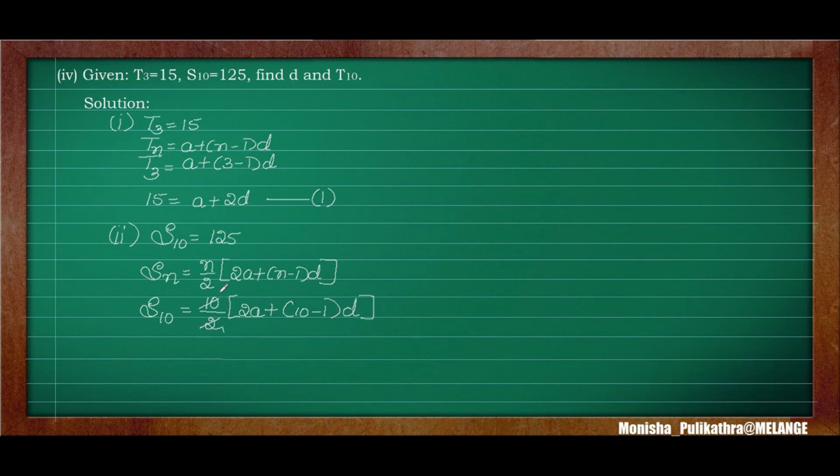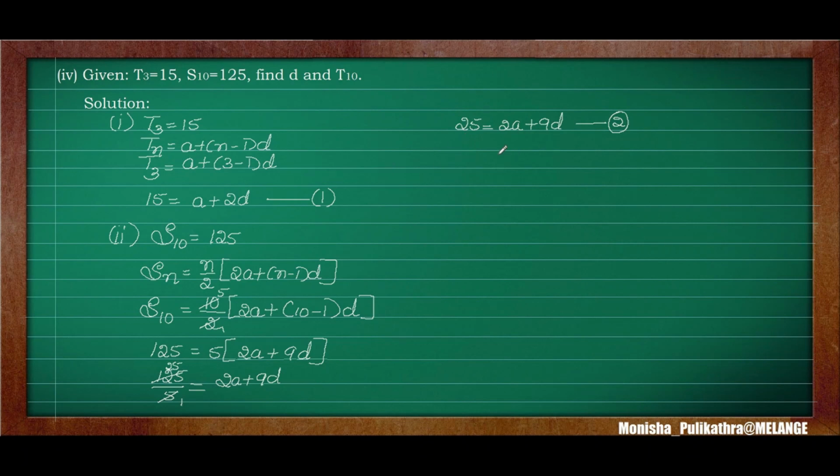Here 2 1s are 2, 5s are. Okay. The value of S10 is 125. So 125 is equal to 5 into 2a plus 10 minus 1 is 9d. So here in the next step, write 125 divided by 5. Since if it goes to left hand side, it will become divided by 5, is equal to 2a plus 9d. Here 5 2s are 10 and 5 5s are 25. Okay. So this equation will become 25 is equal to 2a plus 9d. Okay. So this is equation number 2.